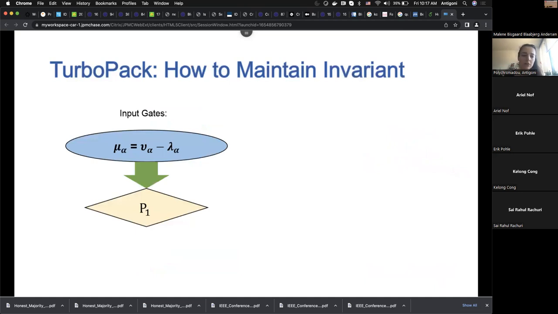Okay, so how are we going to maintain this invariant? For the input gates, it's very easy. Every party has as input, let's say, u_A, and the input that they send to the king is basically u_A minus lambda_A. Every party that holds a wire A also holds the wire lambda_A in the clear, so they can perfectly calculate this m value here. Actually, this is called mi in Greek, not mu, but I'm going to call it m.